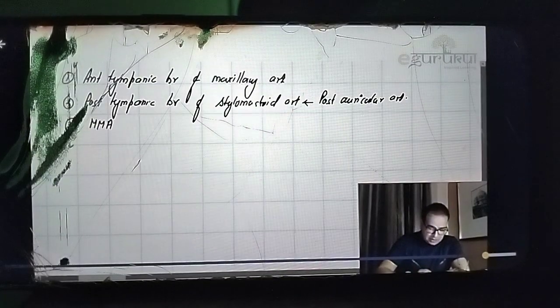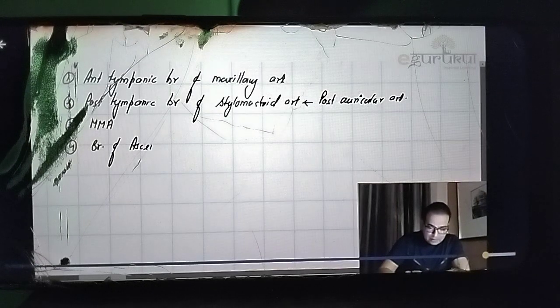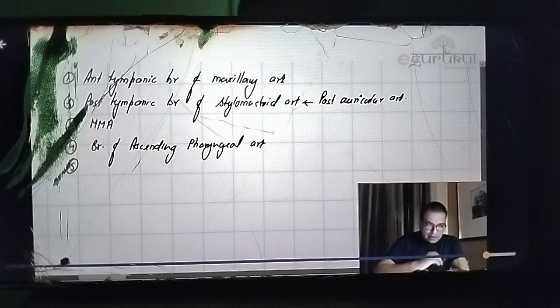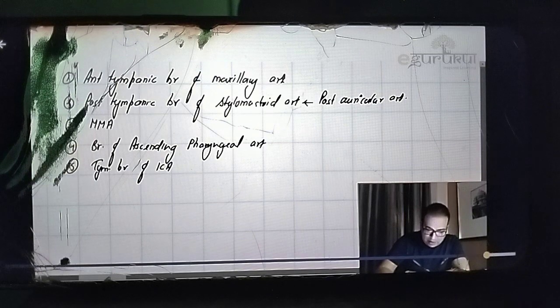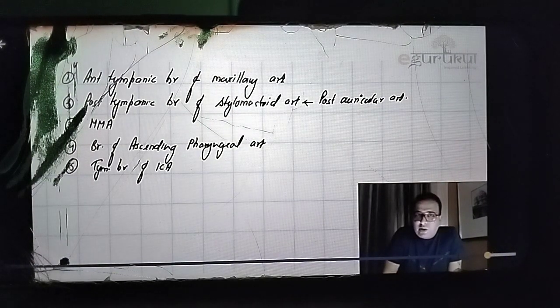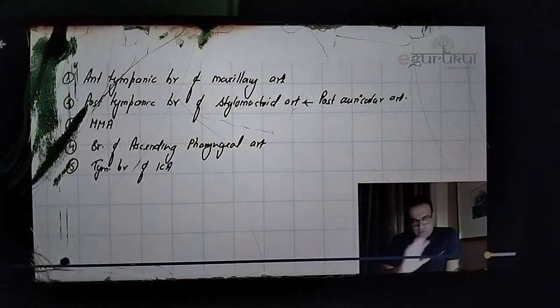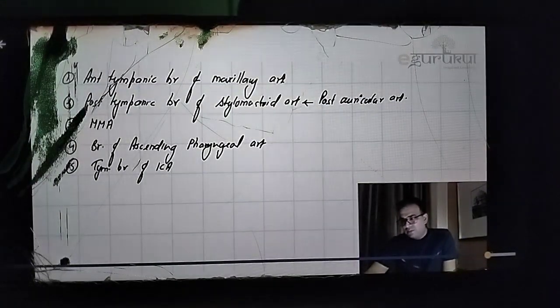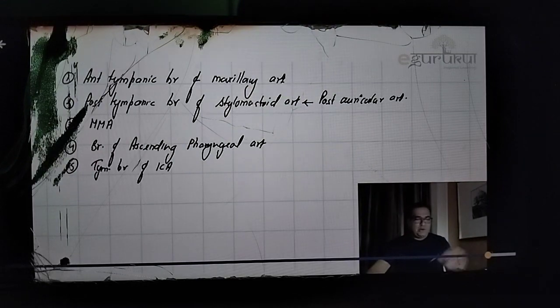We do have branches coming from the branches of ascending pharyngeal artery. And finally, we also have direct tympanic branches of internal carotid artery. Internal carotid artery also gives off some tympanic branches. That's basically the third part of the internal carotid artery. Now, what is third part of internal carotid artery? We will discuss that in the neural anatomy. So we can keep it for now.